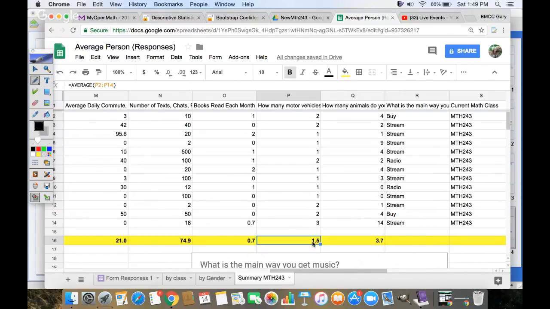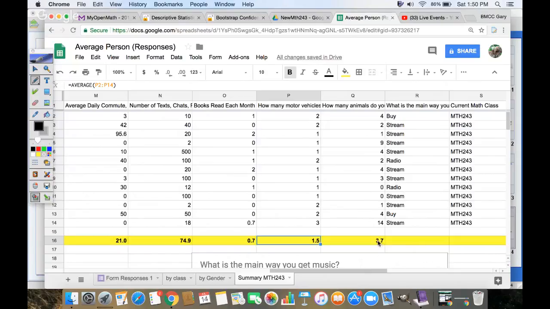So in this case, we have to interpret that number to say, well, although the average is 1.5 motor vehicles, I would have to say that means on average people have 1 or 2 motor vehicles in this class. How many animals do you own? You can't own 7/10 of an animal.